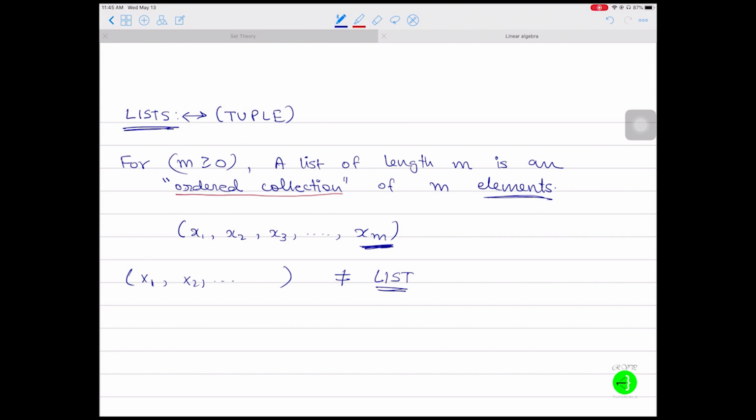And just the way we have an empty set, we also have a list of length 0, and that thing is written as parentheses and nothing between them, just an empty thing. This is a list having no elements, so a list of length 0.